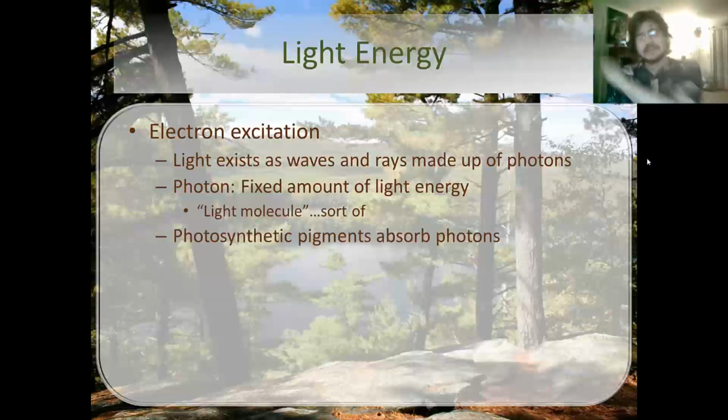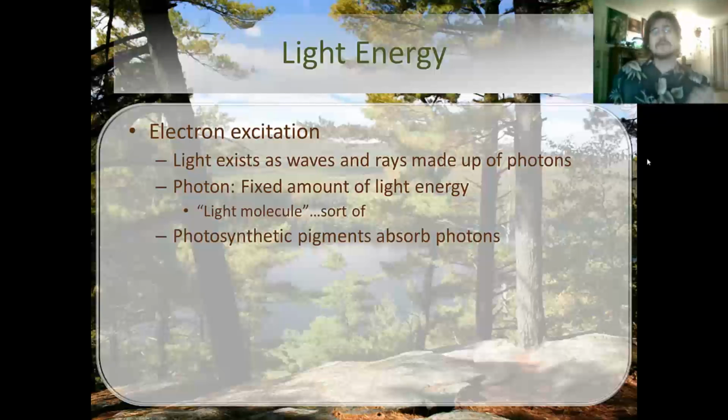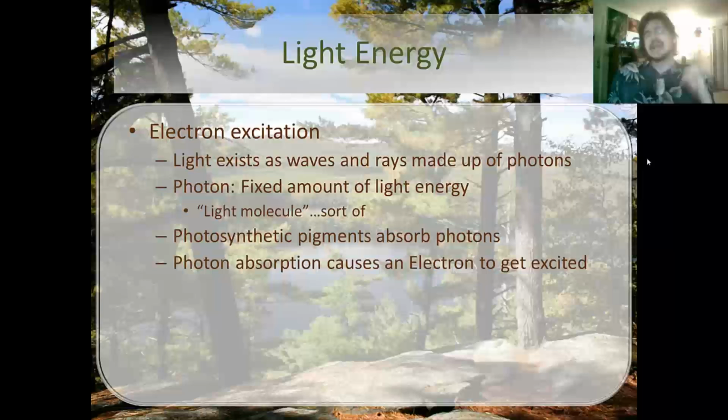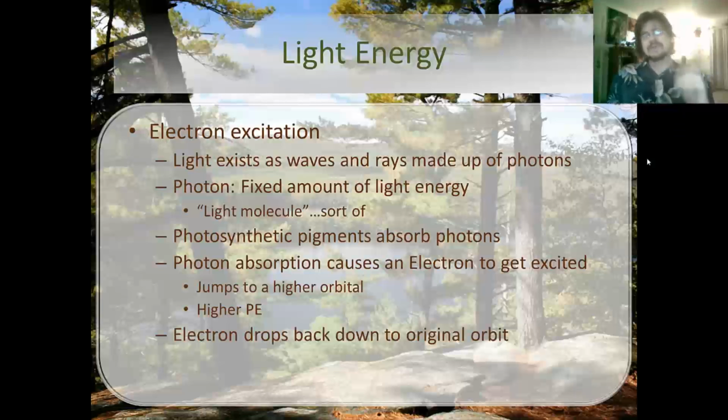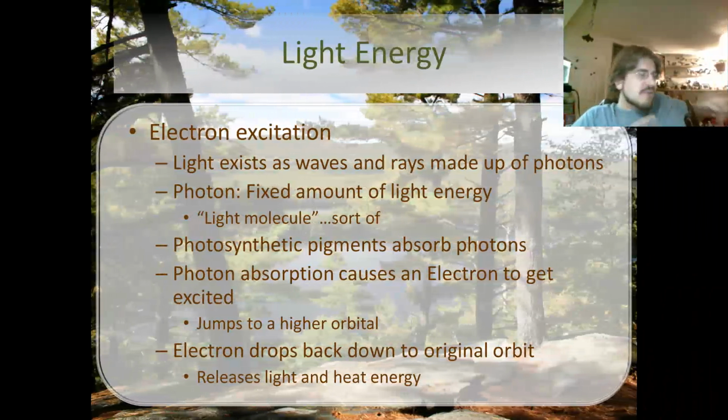So photosynthetic pigments absorb these photons that are carrying light energy, and it's the light energy in those photons that causes an electron to get excited. Again, it jumps to a higher orbital, which produces an increase in potential energy, and then it drops back down to its original orbit, releasing that potential energy as light and heat. Okay, thanks, John, from 1 year ago.